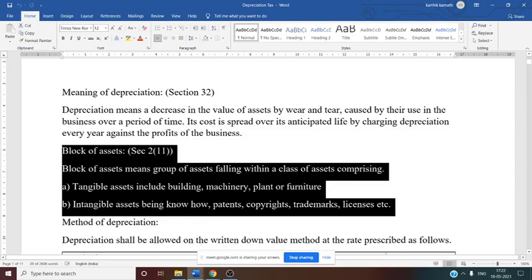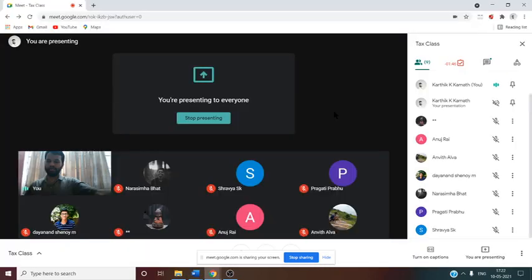Let us say building is one block of asset. Building may be 10% building, or there may be 5% building. Similarly furniture also, 10% furniture may be there, or sometimes 5% furniture. Then comes plant and machinery. Again, that is a separate block of asset. For plant and machinery, 15% is the general rate of depreciation we are talking about. Then a 30% rate is also there. So depending upon the circumstances, we have to make a block, then we have to charge depreciation.